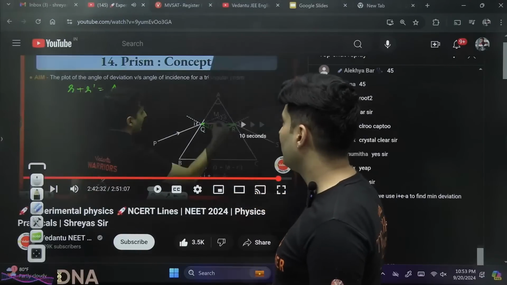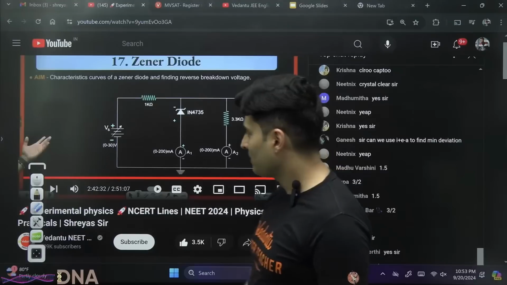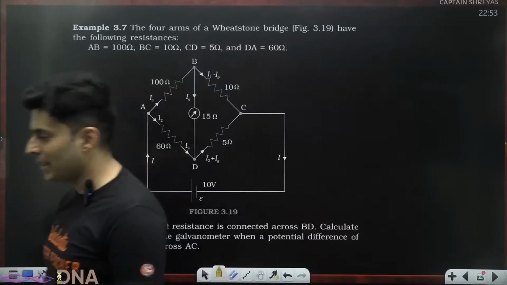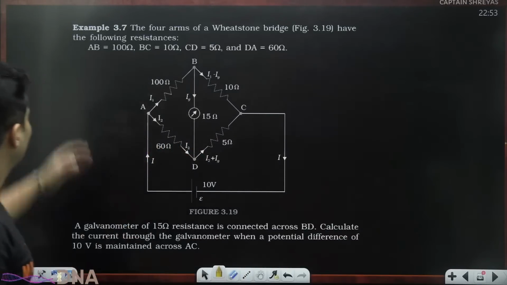Every single thing explained in detail. So check this out. Some of you do not know this, that's why I had to show this to you. Okay, cool. So what is this?